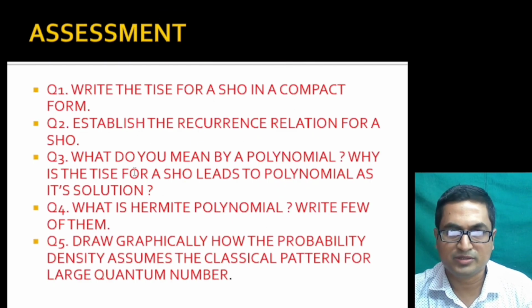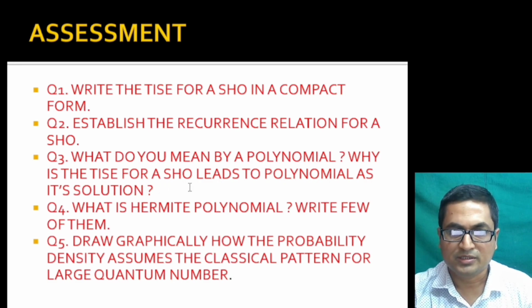And lastly, we have the assessment: write the time independent Schrödinger equation for SHO, that is equation 6, and then the recurrence relation, equation number 11. And what do we mean by polynomial? It's a finite series with restricted terms, and all the coefficients beyond those terms are 0.